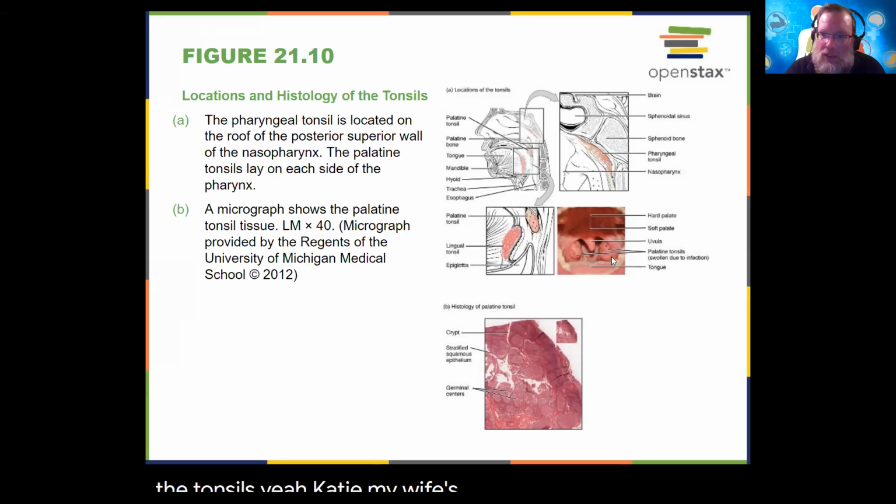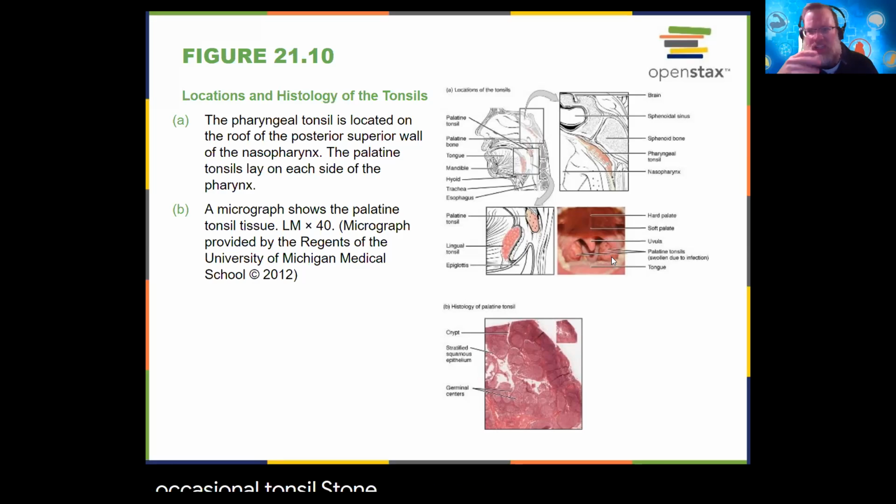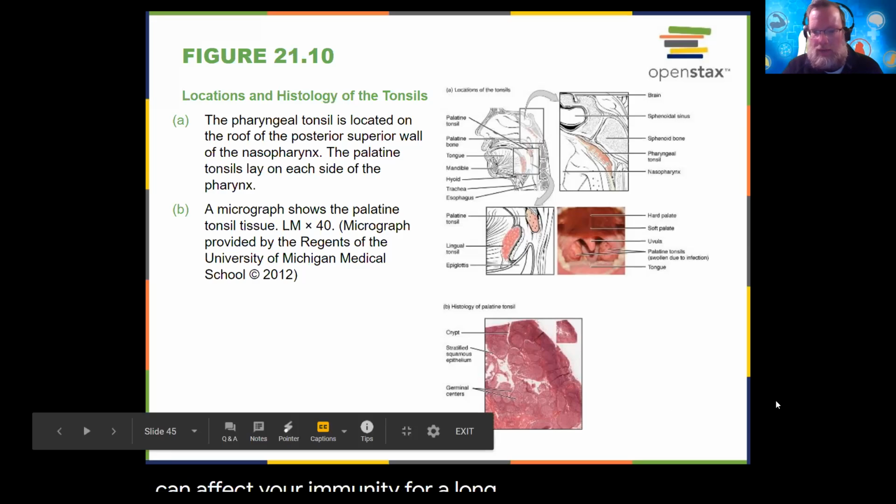Katie, my wife, she had mono, I want to say 2000, 2001. And even up until probably 5, 6 years ago, so probably 12 to 15 years after she had mono, she would still get the occasional tonsil stone. She hasn't had one for years, but she was almost sure that it was still her body just working on getting whatever out of her. So yeah, mono is a bad deal. It can affect your immunity for a long time.